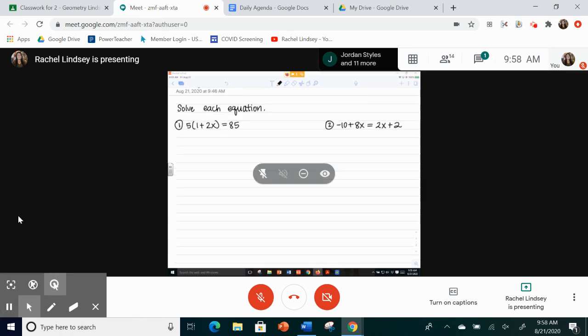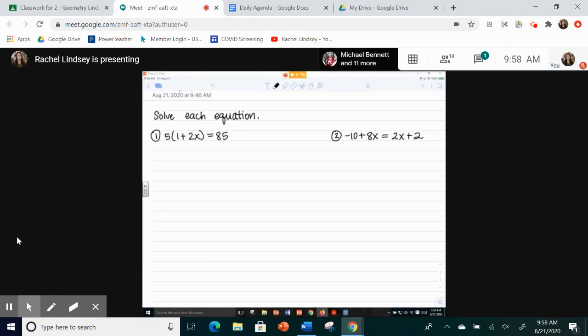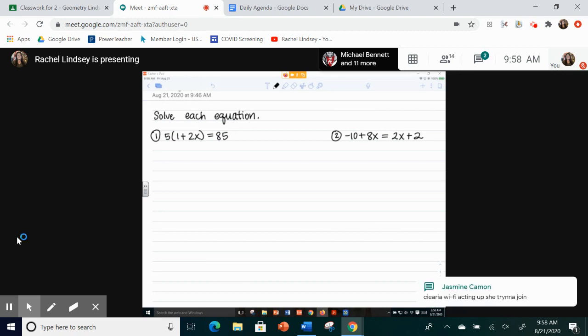Okay, so looking at these are just basic multi-step equations. And we're just solving for x here. There's no factoring or anything like that. All you have to do is solve.